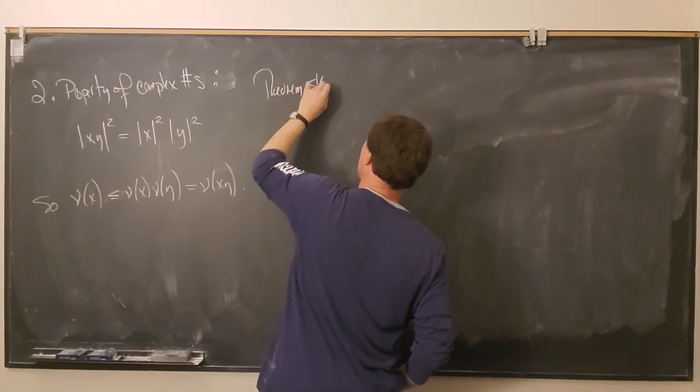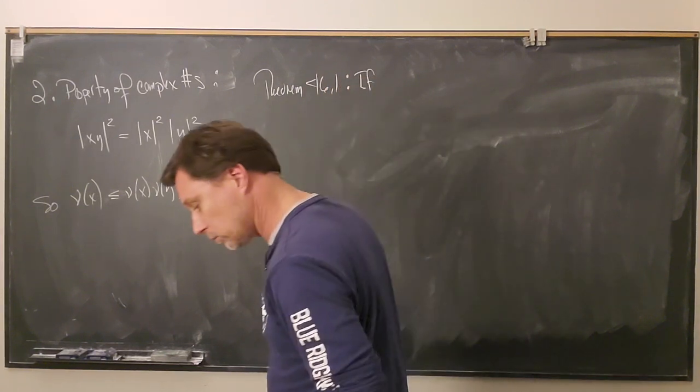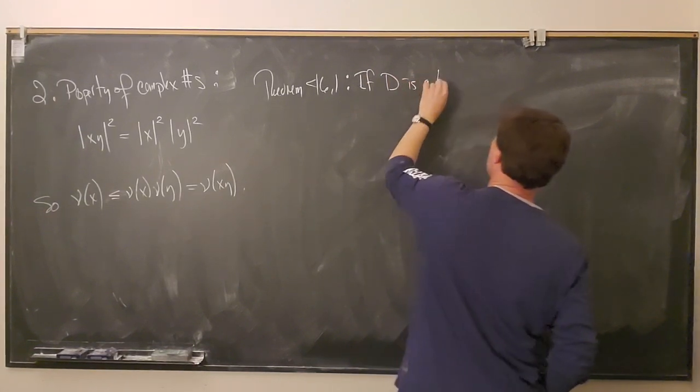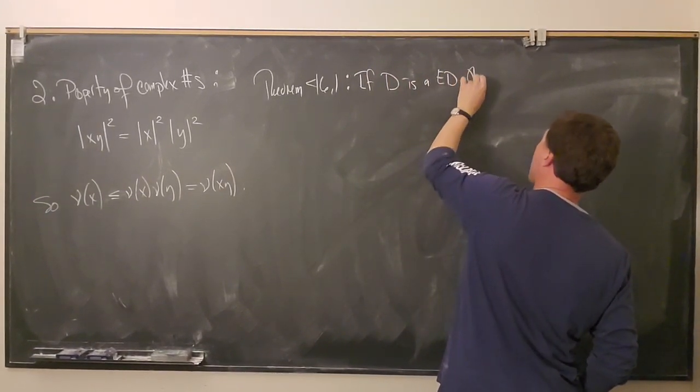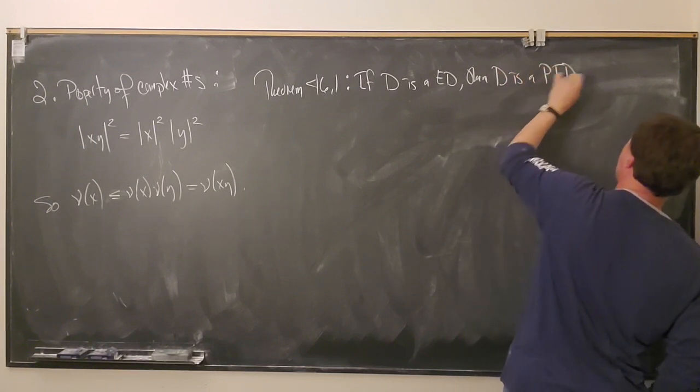So this is going to be 46.1. If D is a Euclidean domain, then D is a principal ideal domain.